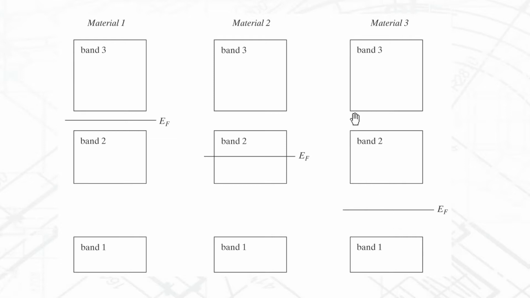So if we compare material 1 and material 3 together, here you have EF, and band 3 and band 2 are fairly close to it. Here you have band 2 and band 1, which are quite far from EF. So the farther something is from EF, the higher above it, the less likely there is of finding an electron, and the farther you go below it, the less likelihood there is of finding a hole. So this material would have fewer carriers than material 1. So material 3 has more insulator-like properties, and material 1 has, in comparison, more semiconductor-like properties.